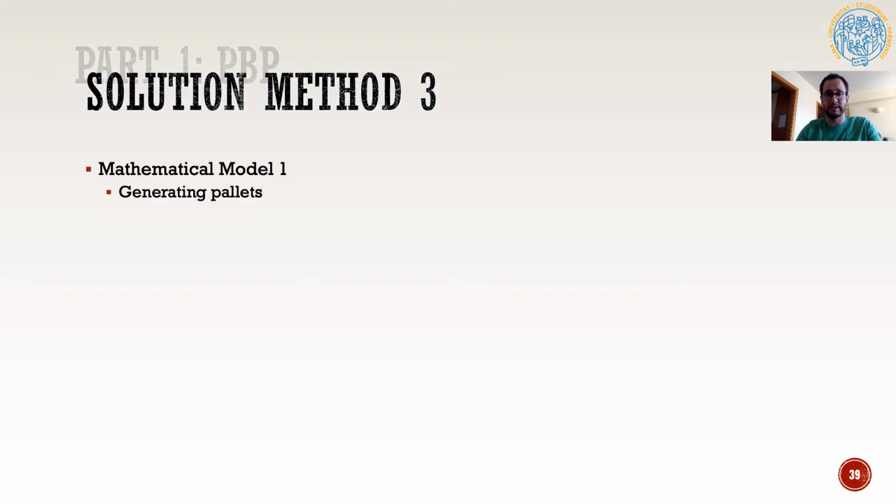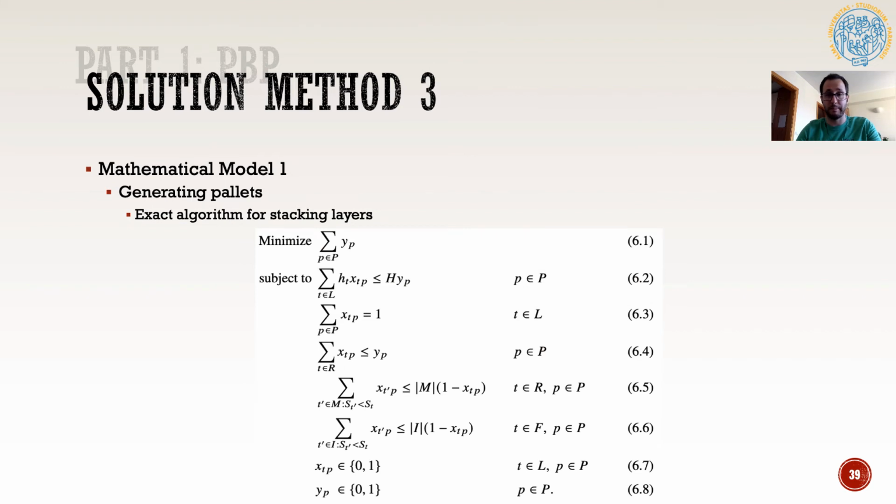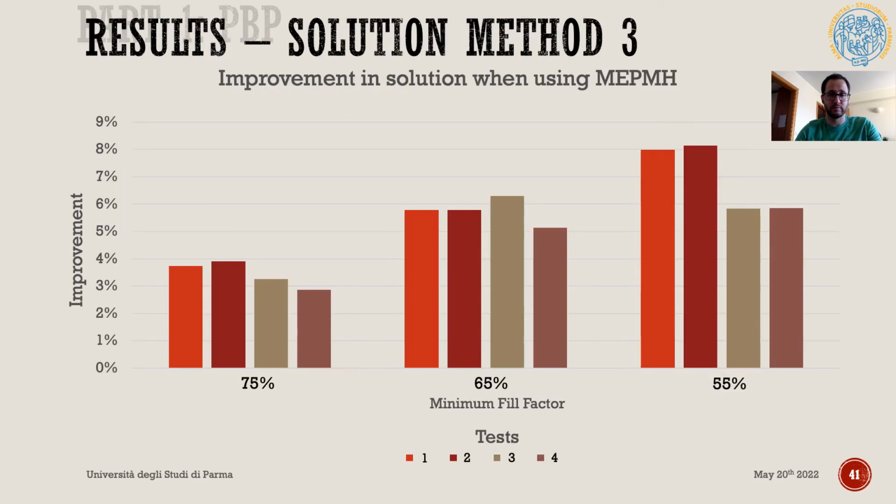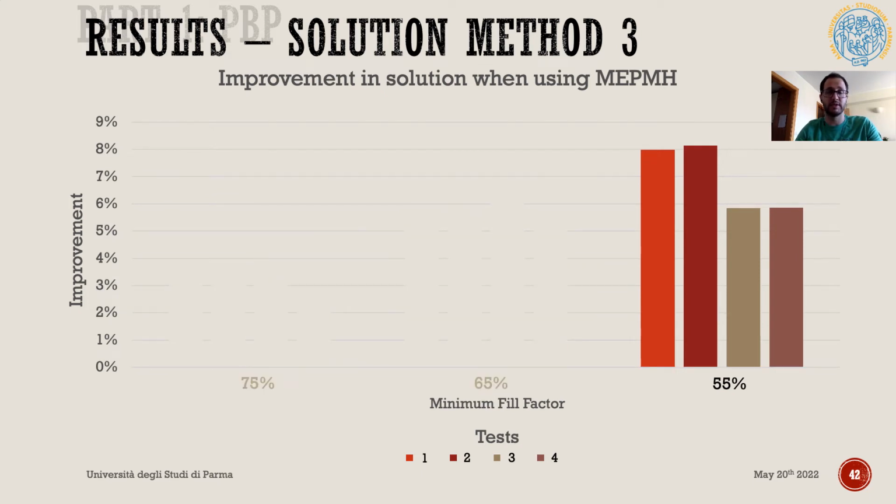So basically, this exact algorithm stacks layers by meeting the pallet constraints with an objective function which minimizes the number of pallets. In addition, we tested three different values when considering not an exact but a minimum value of fill factor. These are some of the results of the third proposal, and the improvement was greater than 8% when considering a minimum fill factor value equal to 55%.